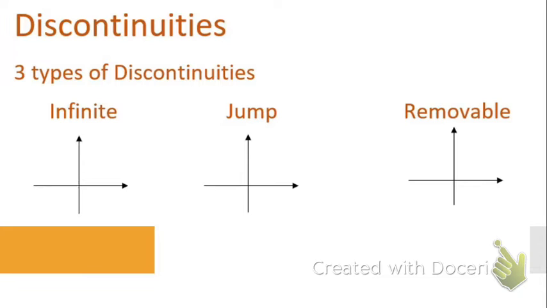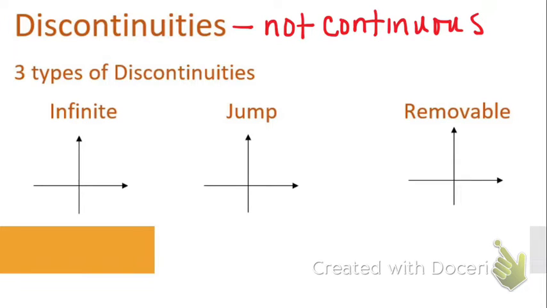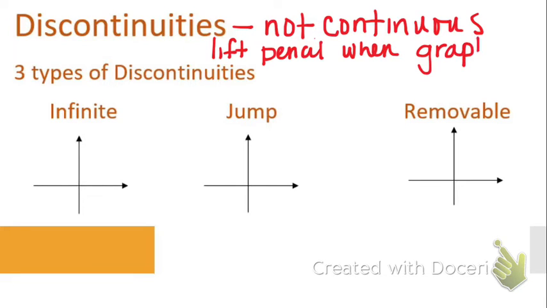So discontinuity just means not continuous. So if something is discontinuous, it's not continuous, which means we will have to lift our pencil when we graph it. So we have to lift pencil when graphing. So it's not a continuous line, it is discontinuous. So if we're trying to graph it, we have to pick up our pencil.